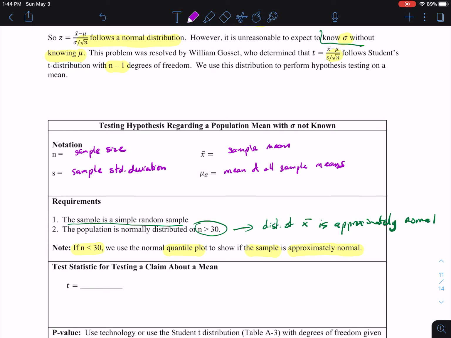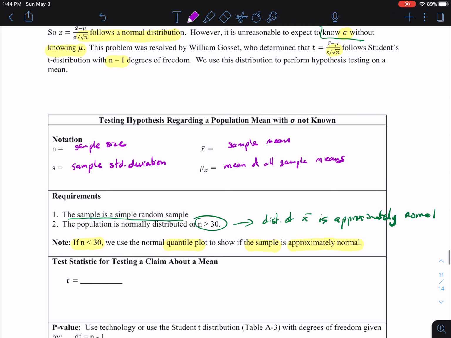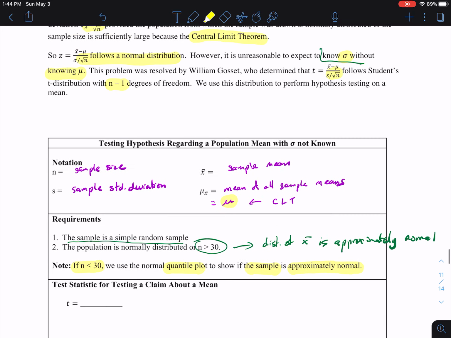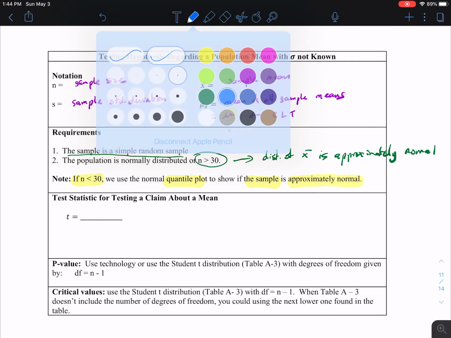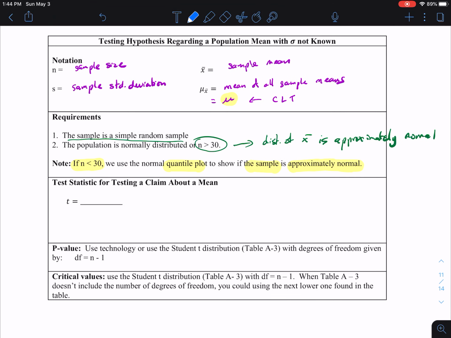And from lesson 6.4, we also discussed that the mean of all sample means actually equals the population mean, according to the central limit theorem. So that's what we're going to use as part of the math formula to carry out the hypothesis testing for a mean. The formula we're using for the test statistic in this lesson is the t test statistic, which equals x bar minus mu over sample standard deviation divided by square root of n.